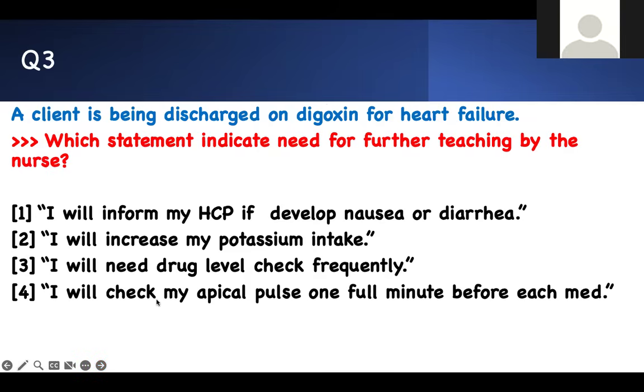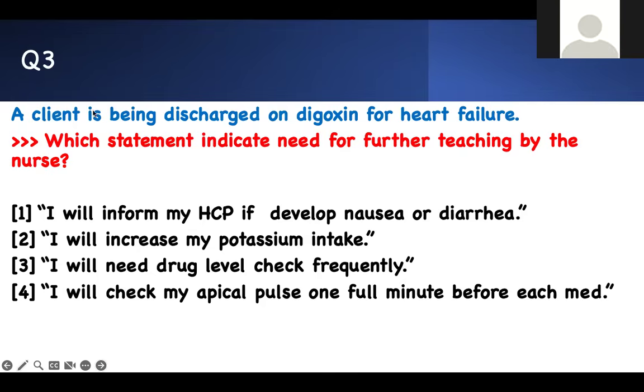Next question. A client is being discharged on Digoxin for heart failure. Which statement indicates the need for further teaching by the nurse? Digoxin is another class of heart failure medication, a cardiac medication that functions in three ways. They slow down your heart, they improve the contractility, and then they increase the rhythm of the heart, basically. And it can be used in different forms, right? The specific side effect associated with them. Number one symptoms is GI symptoms. If you have GI symptoms, you are in trouble.